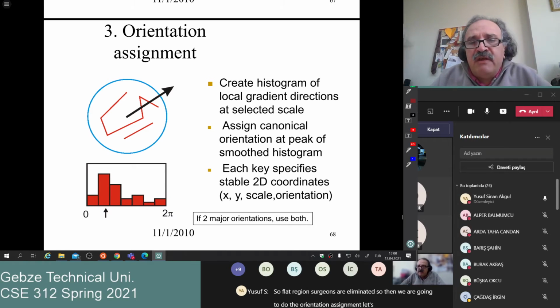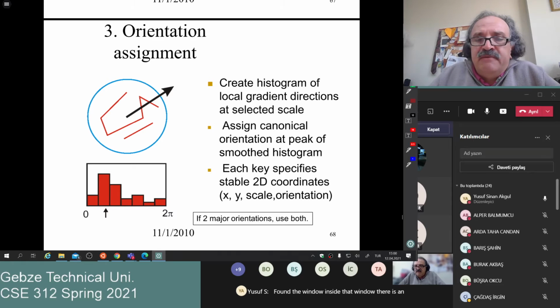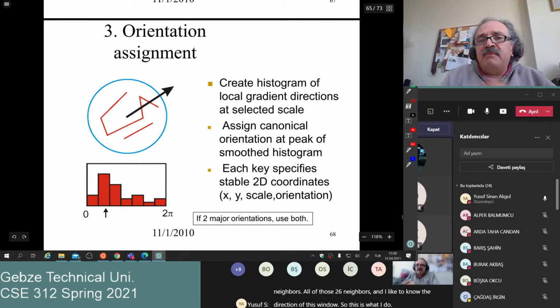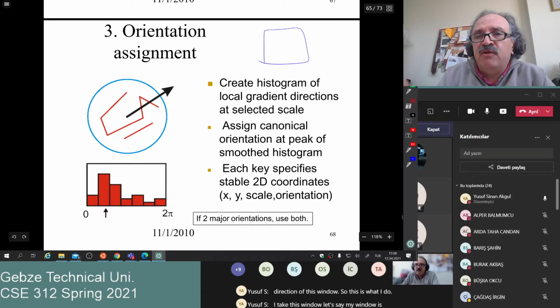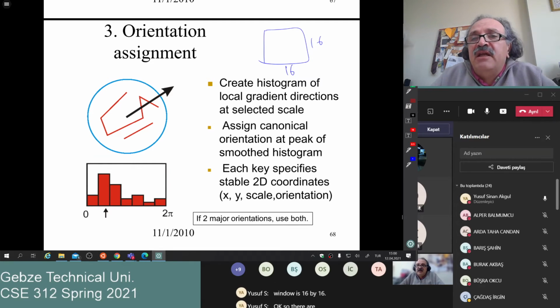Let's say I have found a window. Inside that window, there is an interest point. That interest point has higher or smaller values than the neighbors, all of those 26 neighbors. And I would like to know the direction of this window. So this is what I do. I take this window. Let's say my window is 16 by 16. Okay, so there are a total of 256 elements in this window.